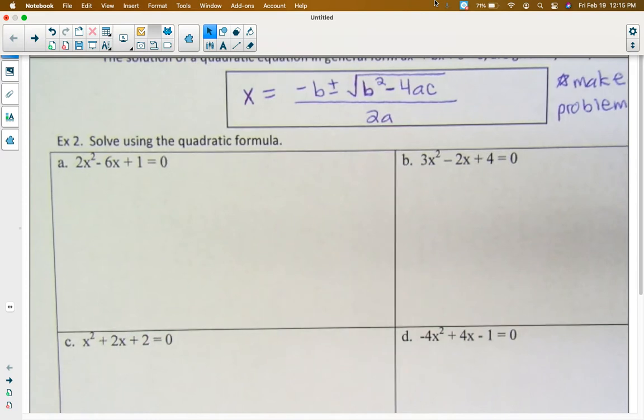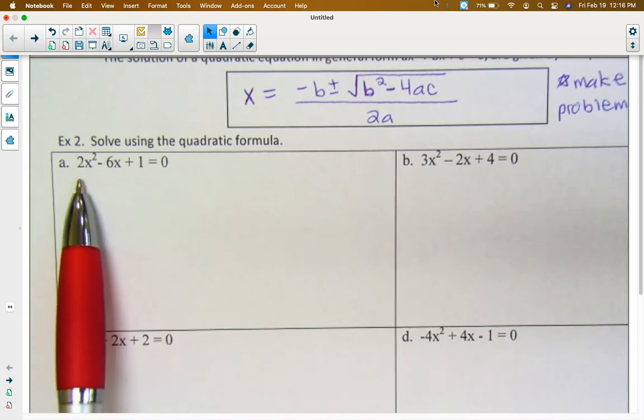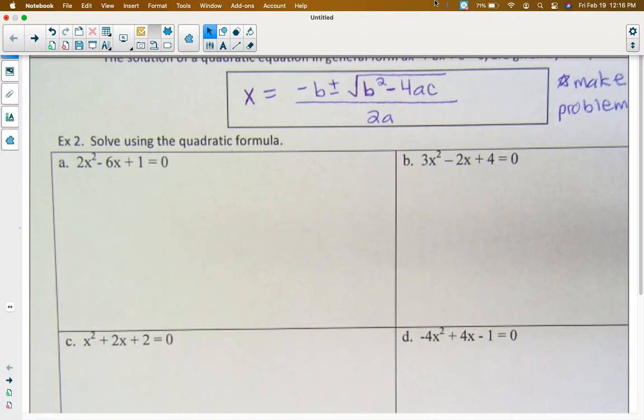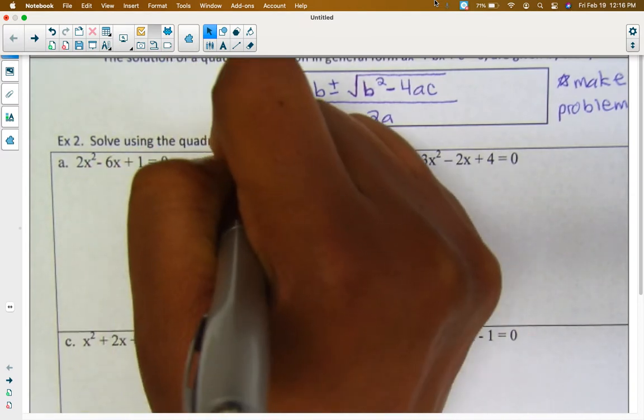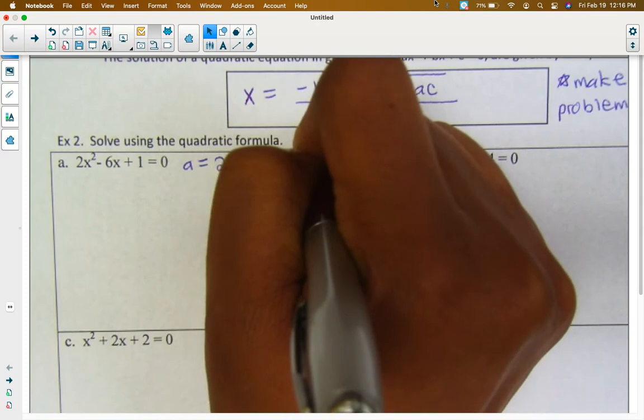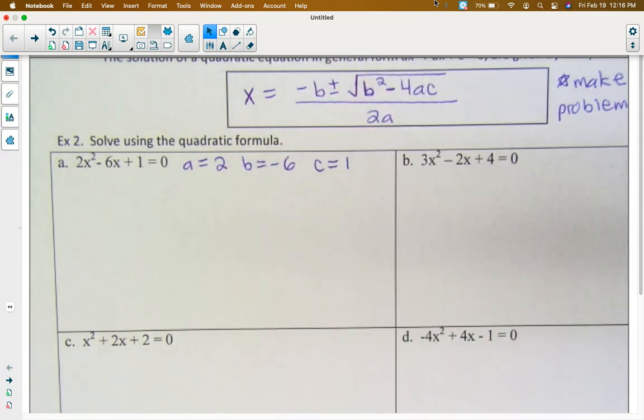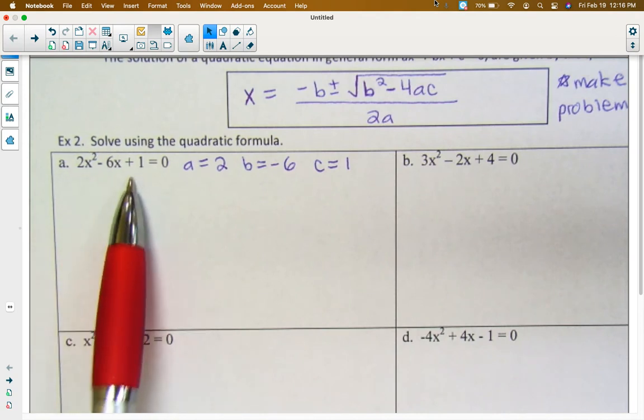So we're going to solve 2x squared minus 6x plus 1 equals 0 using the quadratic formula. Make sure it's in the correct order, and it goes x squared, x, and then your number. So we're going to start by identifying the a, b, and c. So a is 2, b is negative 6, and c is 1. Label your A, your B, and your C, and make sure it's in order. You can just read off your numbers: x squared, x, and then your number.